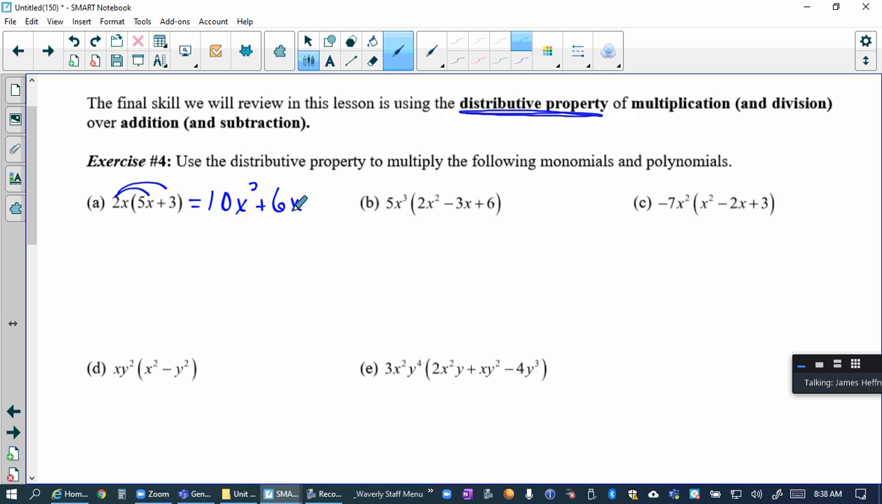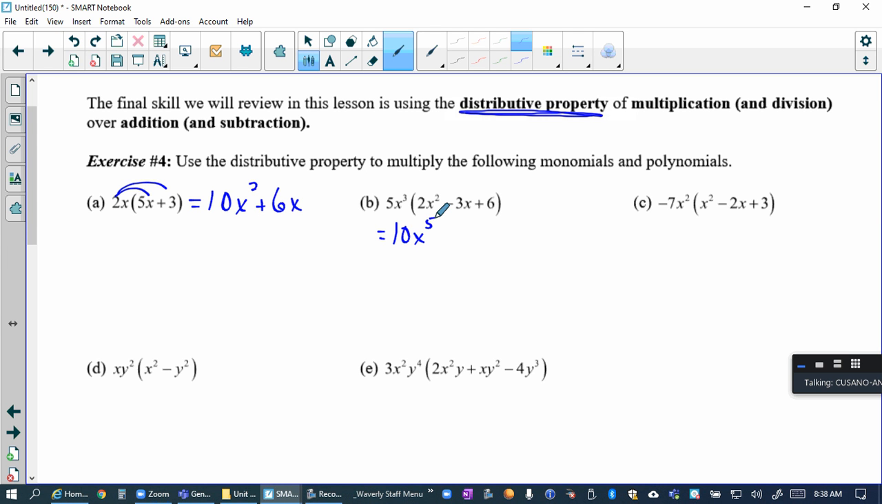So now we got to go 3, and I don't need you to draw these little lines anymore. Okay. I know you did that in algebra. You guys are big kids now. Okay. So let's distribute through that 5x to the 3rd. 5x to the 3rd times 2x squared is what? 10x to the 5th. Okay, keep going.